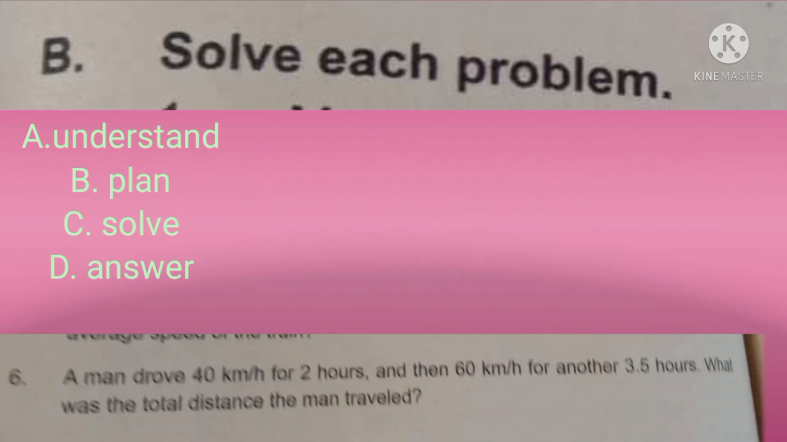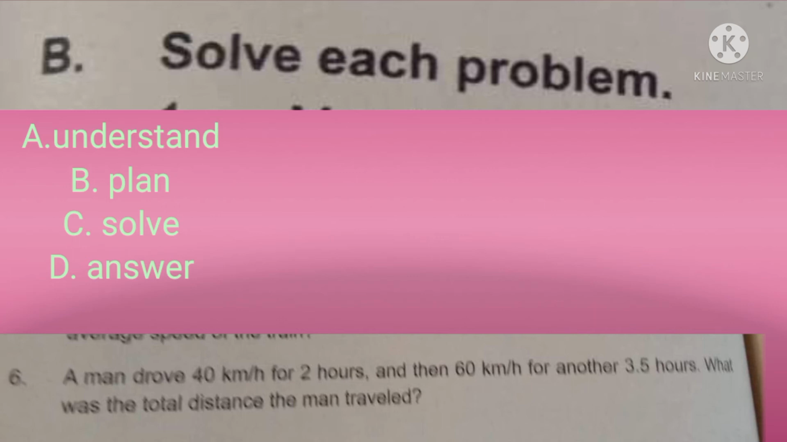Problem number 6. A man drove 40 km per hour for 2 hours and then 60 km per hour for another 3.5 hours. What was the total distance that the man traveled? So let's analyze and understand what is being asked. What was the total distance the man traveled? What are the given facts? The man drove 40 km per hour for 2 hours, then 60 km per hour for another 3.5 hours.